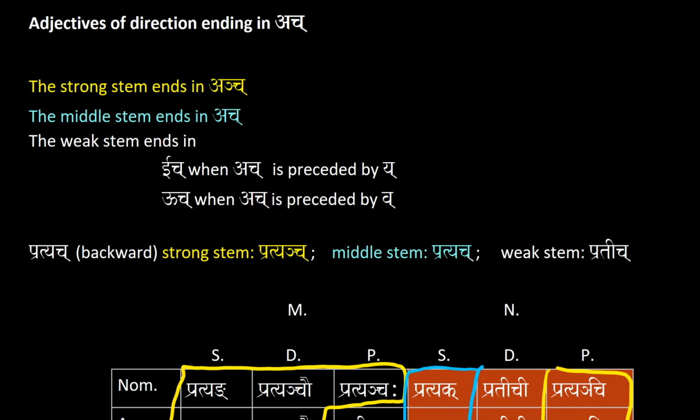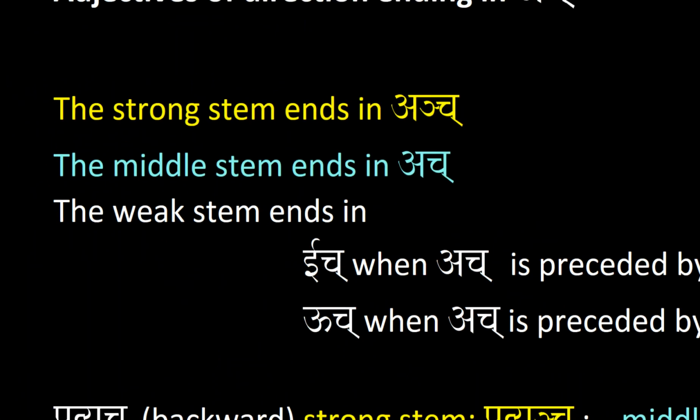In this lesson, we're going to learn about adjectives of direction ending in ach. So again, adjectives of direction ending in ach. We have three stems that we're working with here. The strong stem ends in anch. And then the middle stem ends in ach.